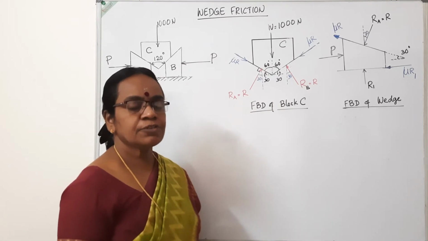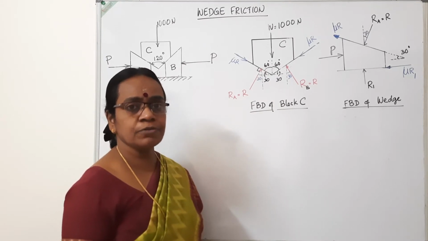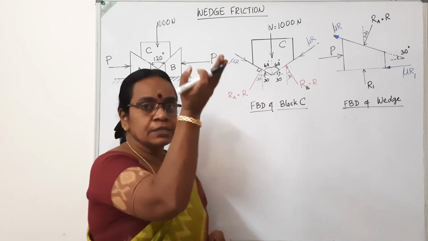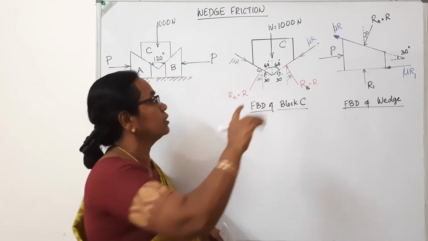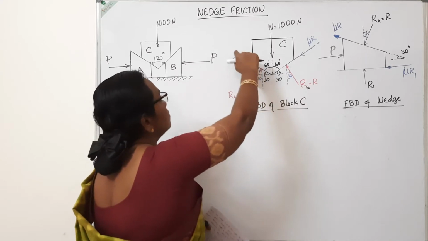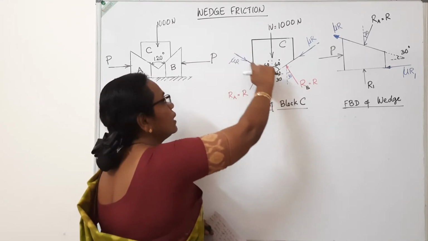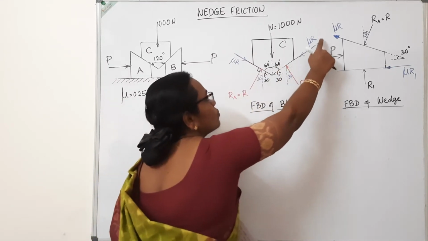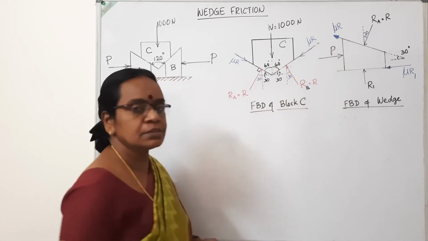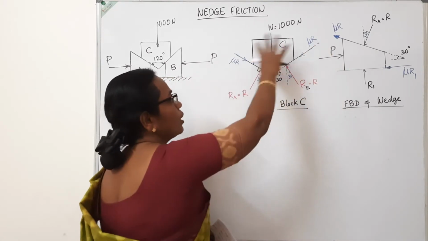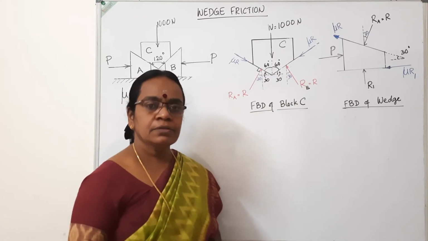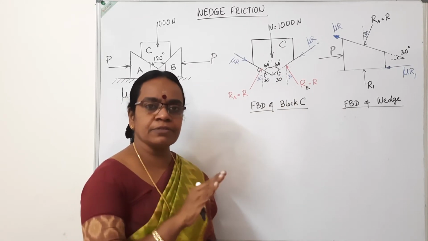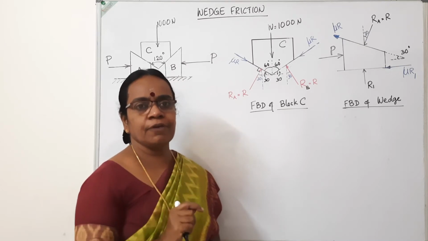Then there is friction. How will you mark the frictional force? The block is getting lifted upwards, so the friction will be acting opposite to the direction of motion. So the frictional forces are downwards along the plane. It is mu R. Here also it is along the plane downwards. So this is the free body diagram. Once you draw the free body diagram, simply apply the two equations: sigma Fx is equal to 0 and sigma Fy is equal to 0.